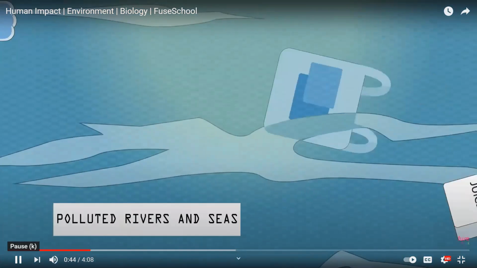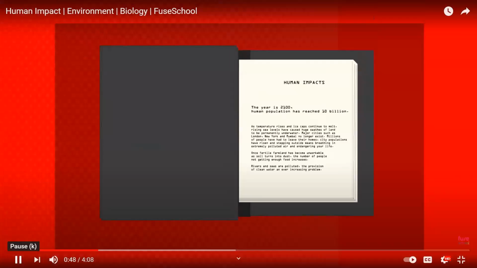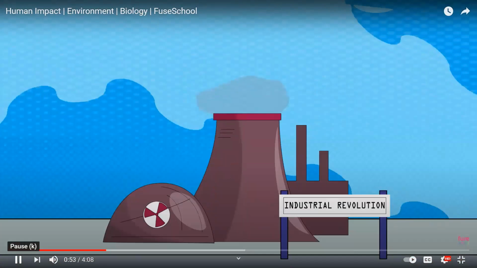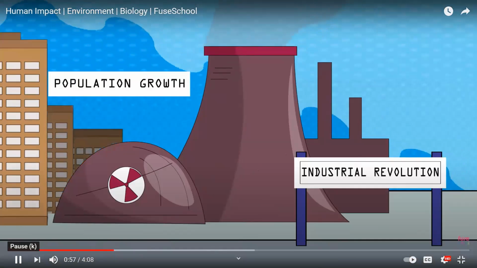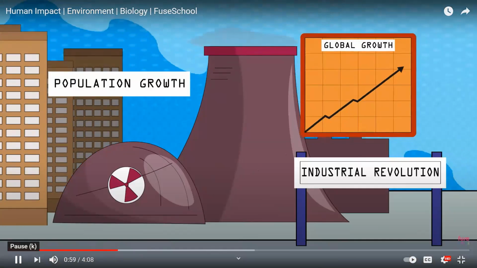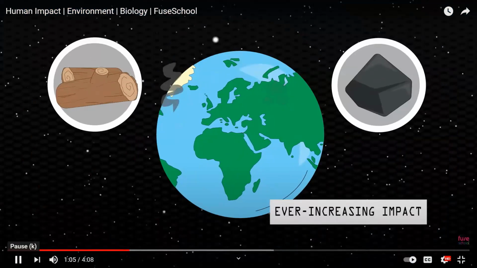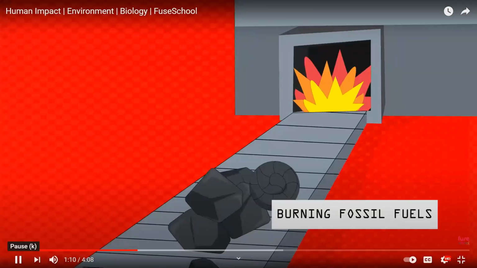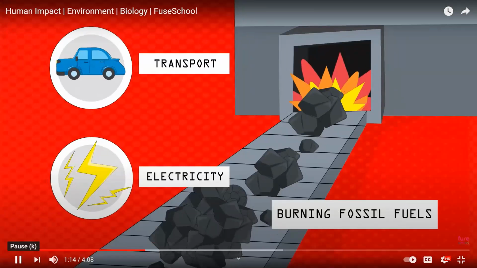Rivers and seas are polluted, the provision of clean water an ever-increasing problem. This sounds like the plot of a dystopian novel, but it could end up being real. Since the Industrial Revolution in the late 19th century, the human population has exploded and is now growing at an exponential rate with no signs of slowing down. More people demand more resources and create more pollution, an ever-increasing impact on Earth. Humans cause pollution by burning fossil fuels. We are reliant on them for transport and electricity generation.